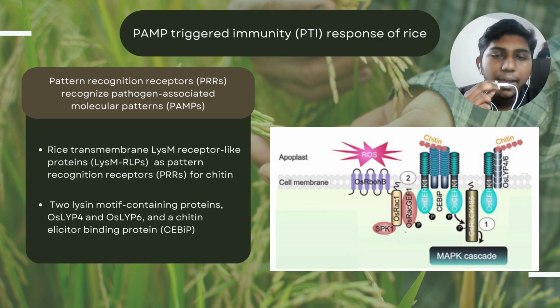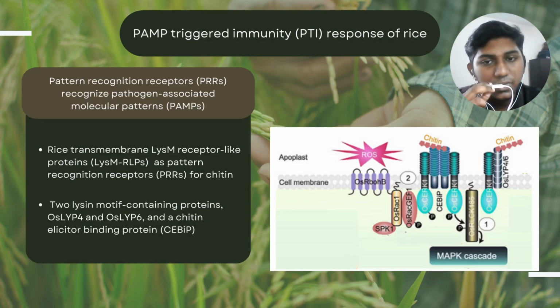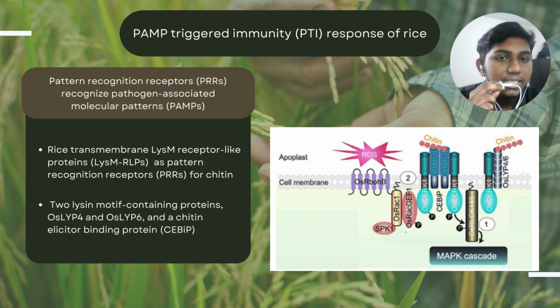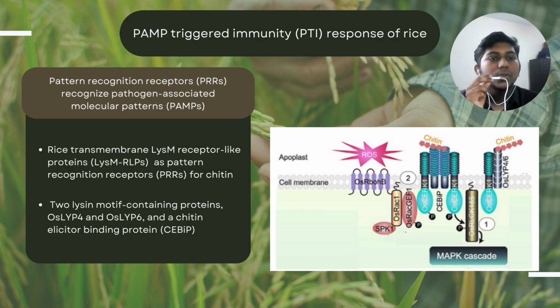So the first one is the PAMP-triggered immunity, the PTI response, which is the first line of defense. PTI activates plants' immunity by recognizing highly conserved pathogen-associated molecular patterns (PAMPs) using plasma membrane-bound pattern recognition receptors (PRRs). In rice blast disease, chitin acts as a PAMP as it's an integral building block of the fungal cell wall. Meanwhile, rice transmembrane lysin motif receptor-like proteins, which consist of two lysin motif-containing proteins 4 and 6 and a chitin elicitor binding protein, act as pattern recognition receptors.